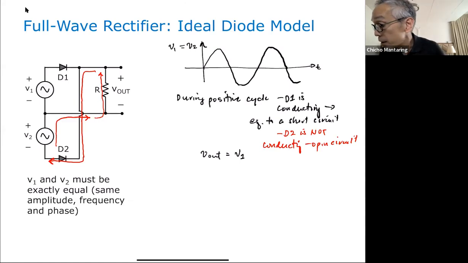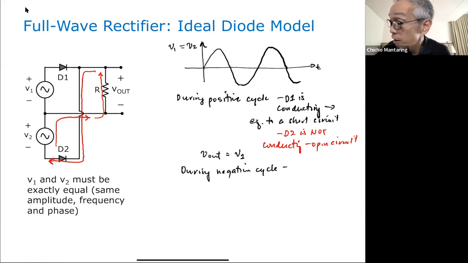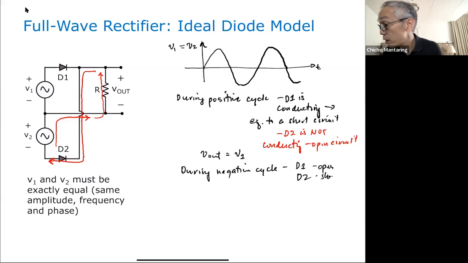Okay, what about the negative cycle? Itong negative cycle naman, ano mangyayari, no? The current tends to flow counterclockwise dito sa D1. Obviously, ang D1 will be open. The current will also tend to flow counterclockwise dito sa loop na to. And obviously, D2 will be conducting, equivalent to a short circuit. So during the negative cycle, D1 is open and D2 is a short. Remember, we're applying the ideal diode model.